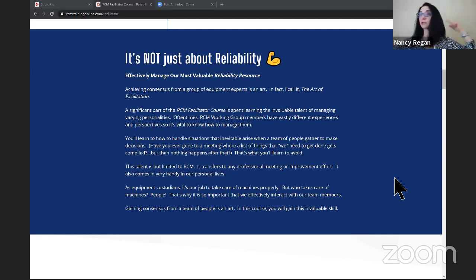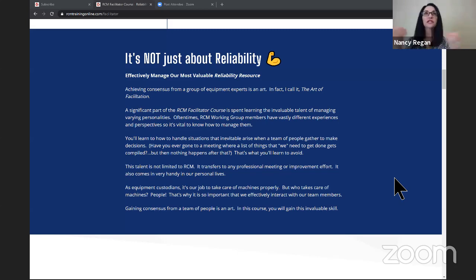Because we're not robots, we're humans. So in this course, you learn how to read people. You learn how to know when someone's not saying anything, what that means, right? Because when you're facilitating a group of like 6 to 8 people and everyone is chiming in, but there's one person who's silent, that usually means that they don't agree with something and a particular detail has been missed.